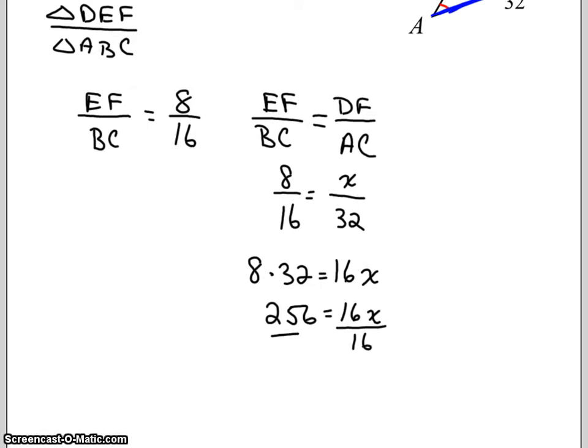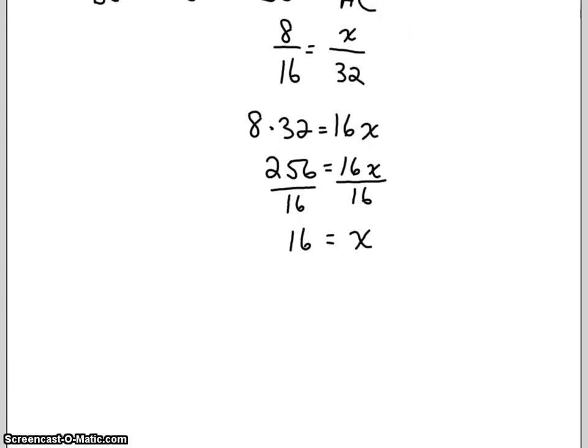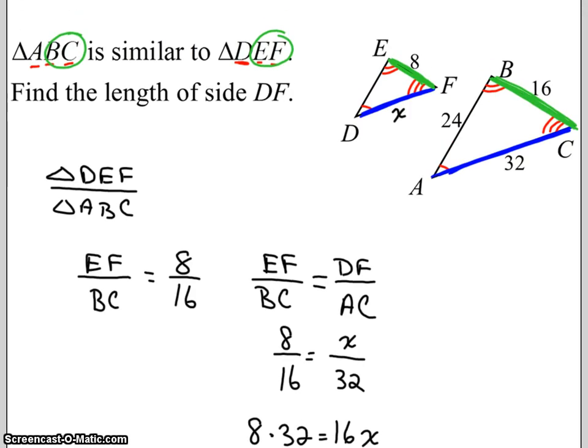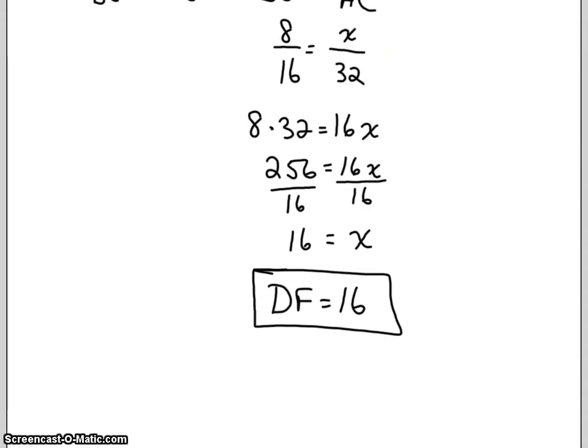Divide by 16, and we actually get 16 equals x. So if 16 is equal to x, x is the length of side DF. Therefore, DF is equal to 16 units. And if you look at it, 16 is half of 32, just like 8 is half of 16. So these sides do follow the same ratio. DF equals 16.